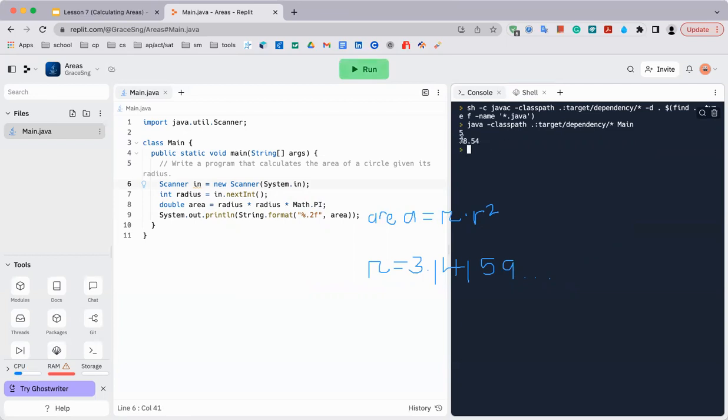So now I get a cleaner looking output, and the area is 78.54 approximately, if we round it.